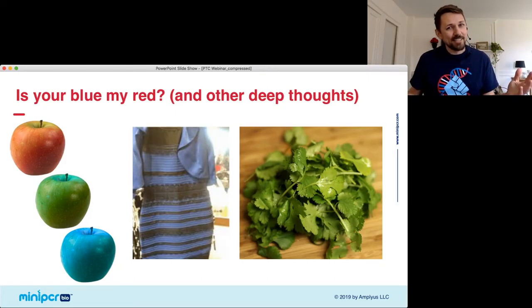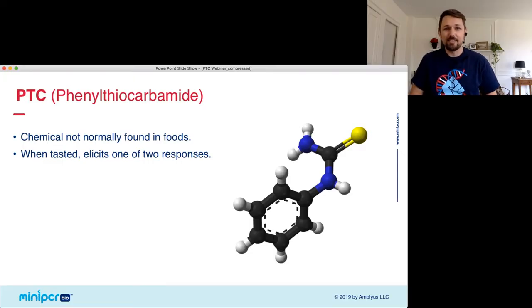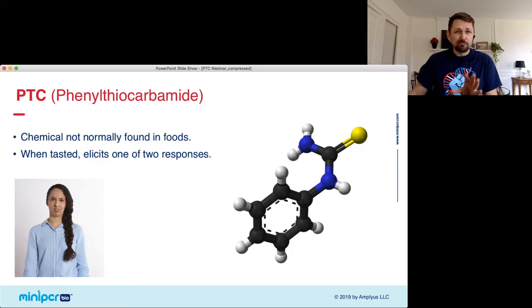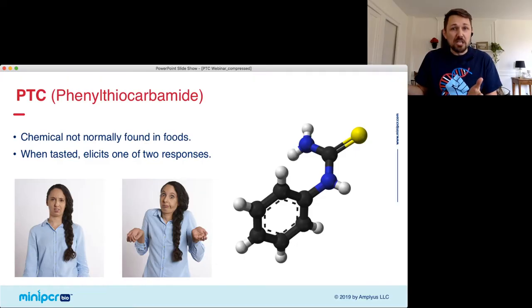However, probably the most classic case of this is what we're talking about today, PTC tasting. PTC stands for phenylthiocarbamide, which is a word you'll never have to remember. It's a chemical normally found in foods. I actually tried to look up what it's normally used for, and I couldn't find anything other than tasting it. The basic idea is that if you put this chemical in your mouth, usually on a little piece of paper, you get two responses. Either, "Ew, that is gross, I don't want to be tasting that," or, "I have no idea why everyone is grossed out. It just tastes like paper."